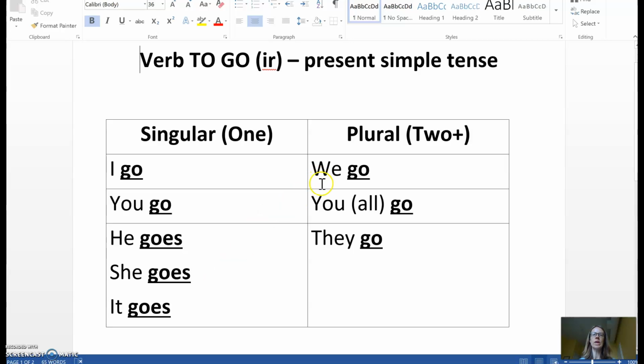Next, we go. You go. They go. Say we go in a sentence. Say they go in a sentence. Good job. Let's read our book.